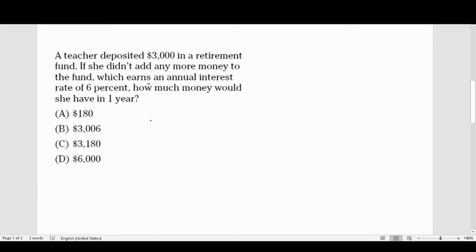This one says a teacher deposited $3,000 in a retirement fund. If she didn't add any more money to the fund, which earns an annual interest rate of 6%, how much money would she have in 1 year? So the first thing I'm going to do with this problem is write down the formula for simple interest, since we know that's what we're dealing with. And again, that's I equals P times R times T.